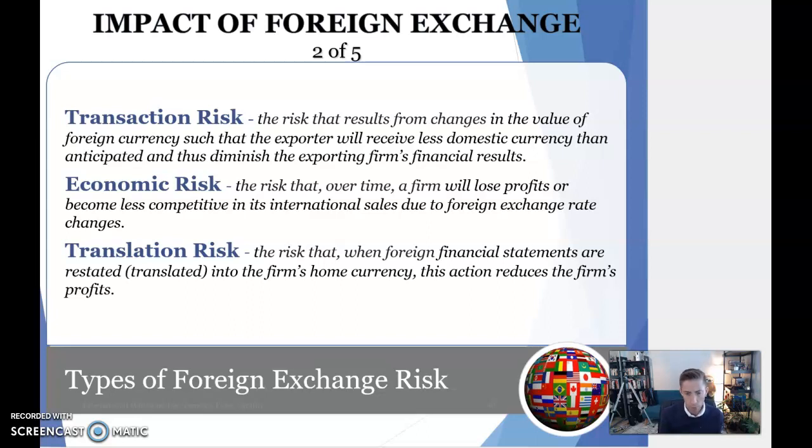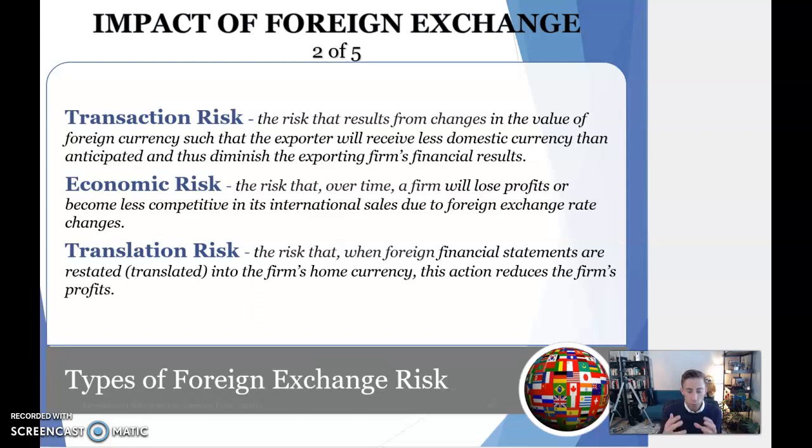So there are three types of risks that companies hate the most. It's the transaction risk, which is the value of foreign currencies when they change to domestic currencies. Then there's the economic risk, that over time the firm loses profits because of sales affected by foreign exchange rate changes. And then the translation risk, where financial statements translated into the firm's currency look weaker too.